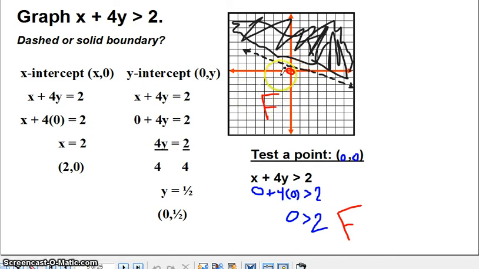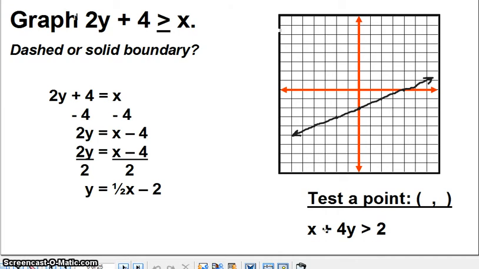And so here's where (0, 0) is. So this side is false. That's the side where (0, 0) is. So that side of the line comes out to false where your point was tested. So you would shade the other side of the line. If this side is false, this side must be your true side. That's where your solutions would lie. So if you want to see another line done, let me go back here.